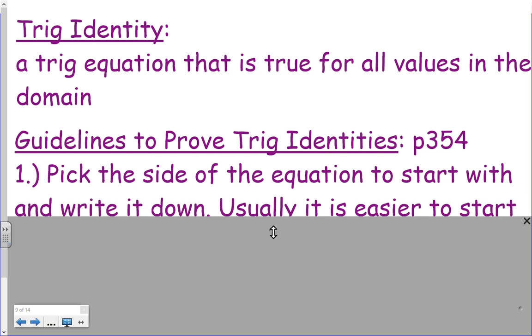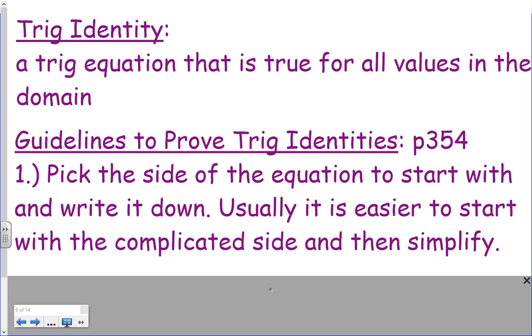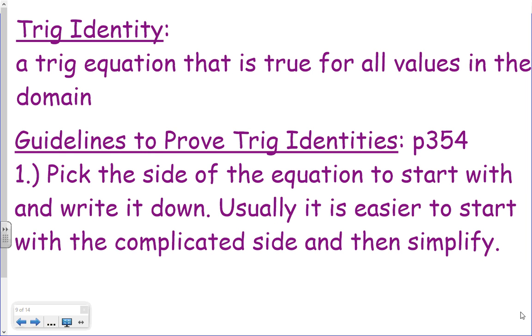So if you remember, they've given us a set of guidelines here at the end of this section that we went through. And with trig transformations and with trig identities, you go through basically the same guidelines to help you solve those. But there is one slight difference here when you're dealing with a trig identity. And it's the very first one there.